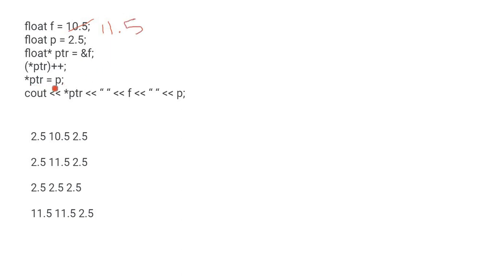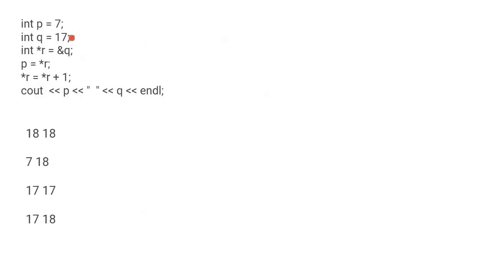Then we say *ptr is equal to p, which means the value of *ptr, which is also f, would be overwritten with the value of p, so it would also be made 2.5. Therefore, *ptr is 2.5. *ptr and f are the same thing because they both refer to the same memory, which is 2.5, and p was already 2.5. So this is the correct option. Alright, moving on to the next part.